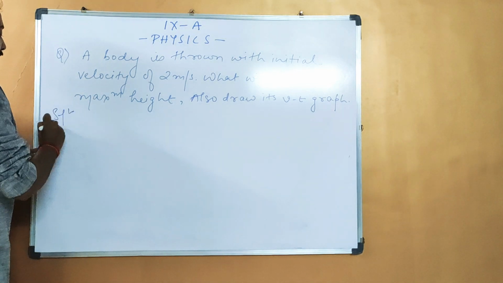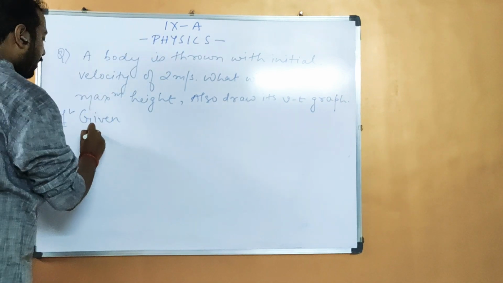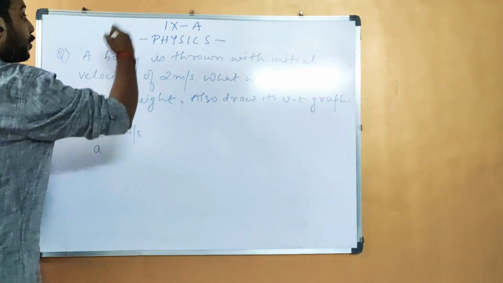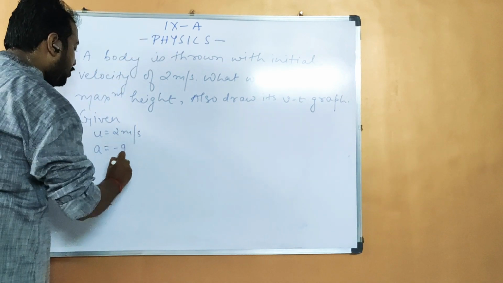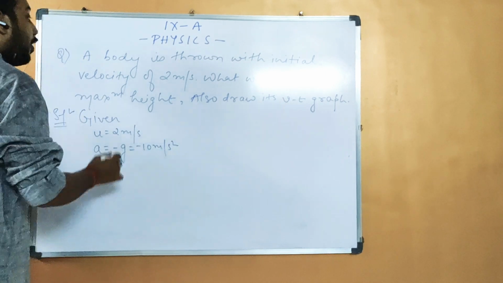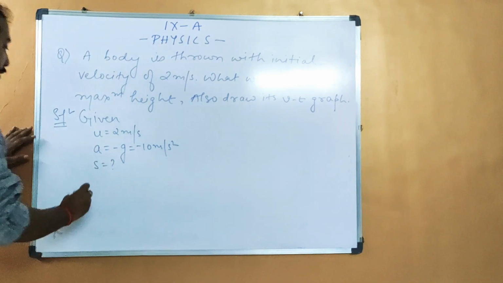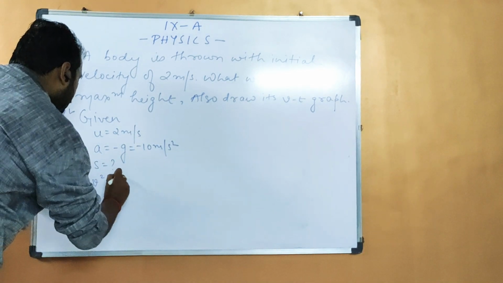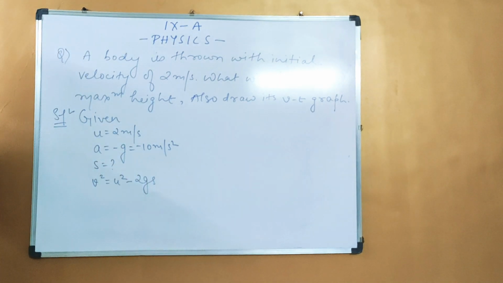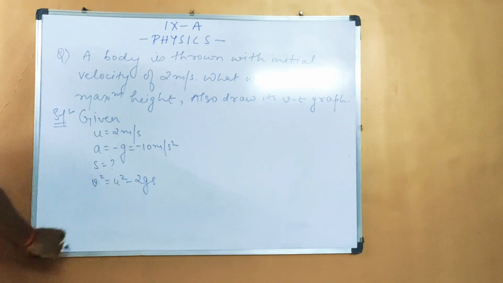Solution. First I will write the given. Initial velocity is given, U equals 2 meters per second. What is the value of A? It is thrown upwards, so it is upwards motion, a equals minus g equals minus 10 meters per second square. Now we have to find the maximum height S. We can use this equation for upwards motion: V square is equal to U square minus 2GS.